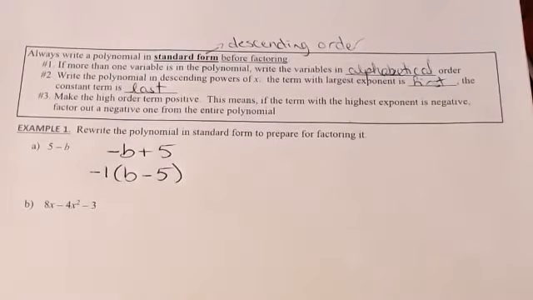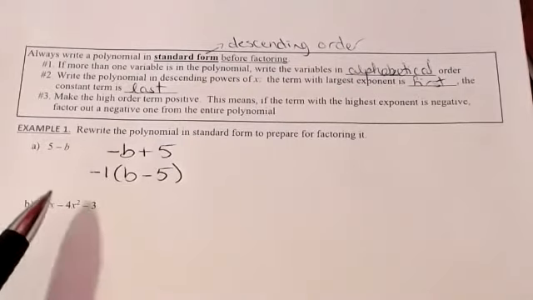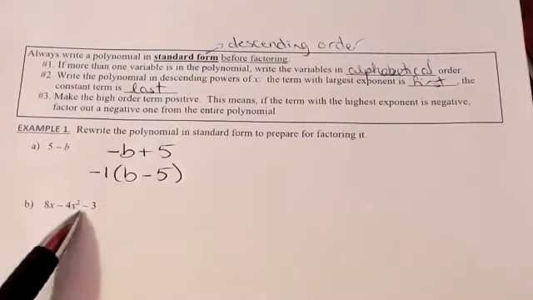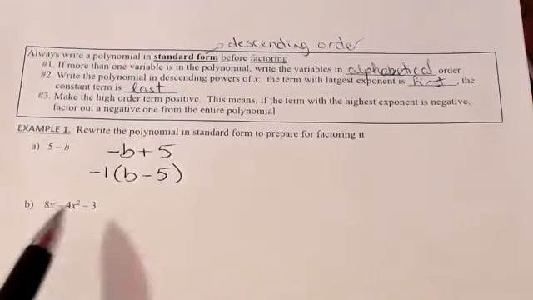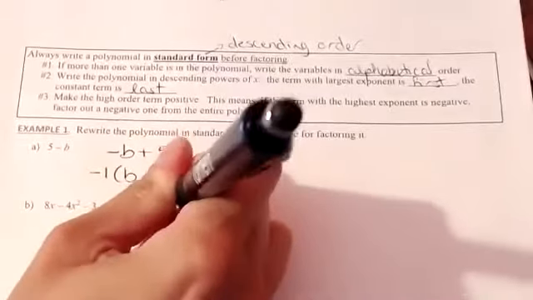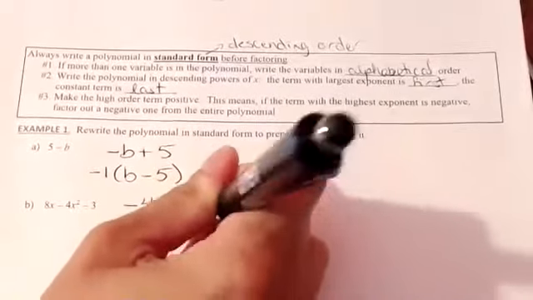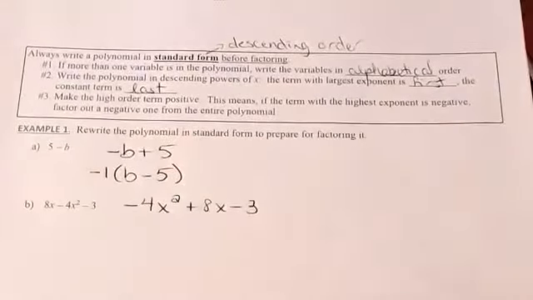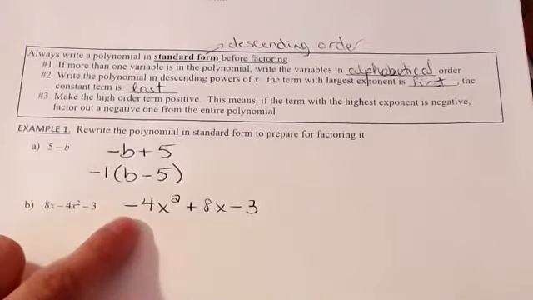Notice we have a trinomial here, but it's definitely not in descending order. See 8x to the first, -4x squared, and then we have our constant. So we want to write the squared term first, since that's the term with highest degree. And then we'll list the other terms right after. So -4x squared plus 8x minus 3. That is descending order.